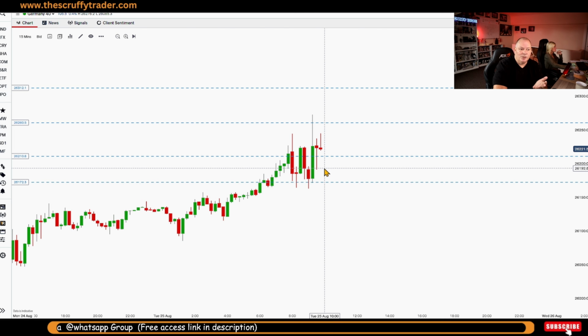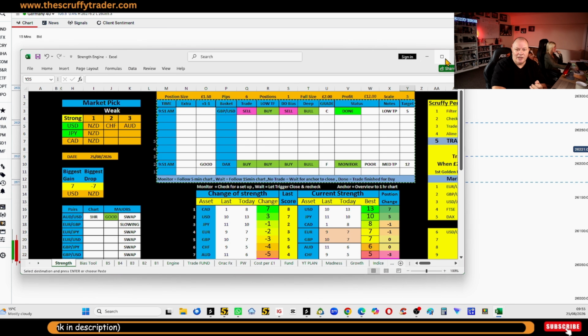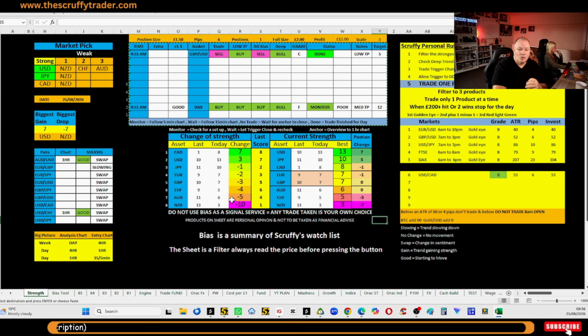Now, the next part of the puzzle is you've got to figure out whether you're going to buy or sell this thing. Now, I've already worked this out. I do have a bias tool that does it for me. Squad members and people in the Discord can get hold of this. And it'll actually work out whether you're buying it or selling it. Now, it's telling me that it's ready to continue the buy, but it's also telling me that it's very stretched.